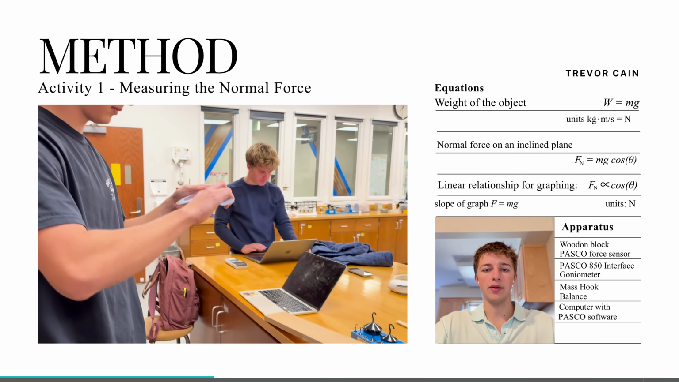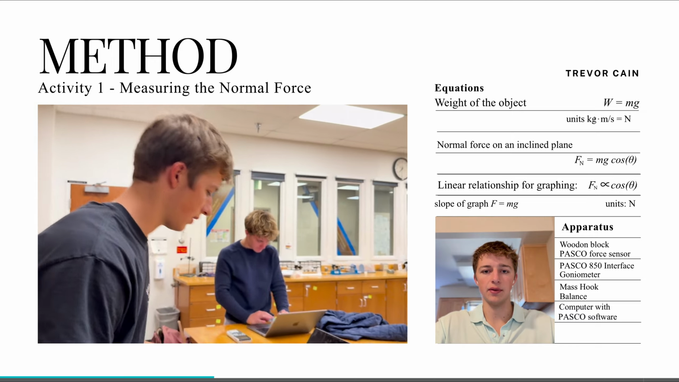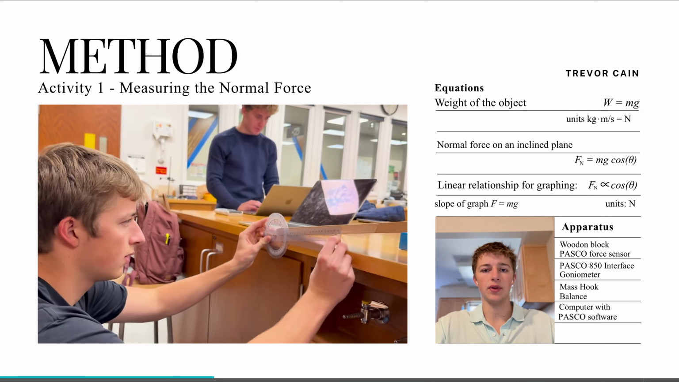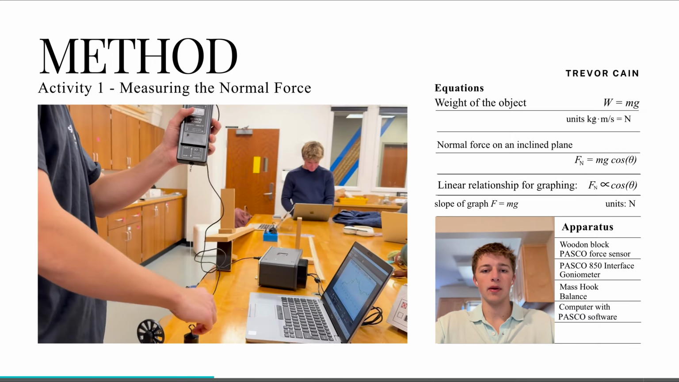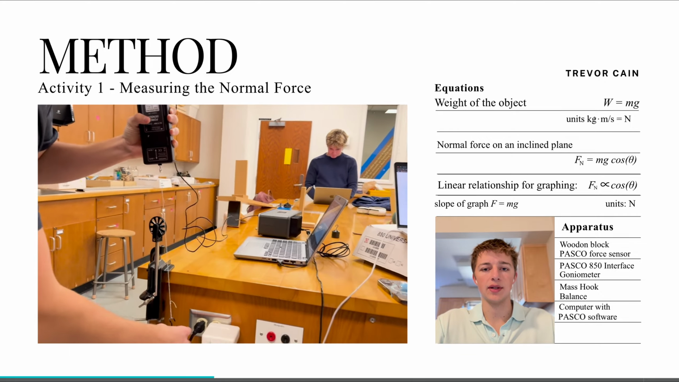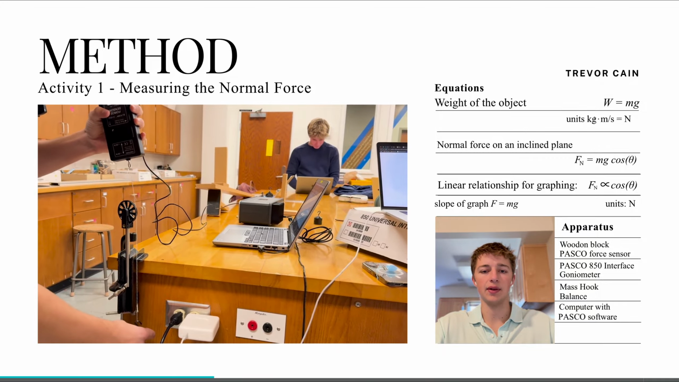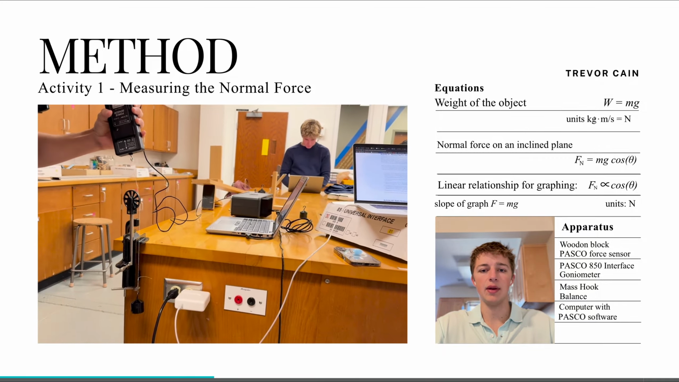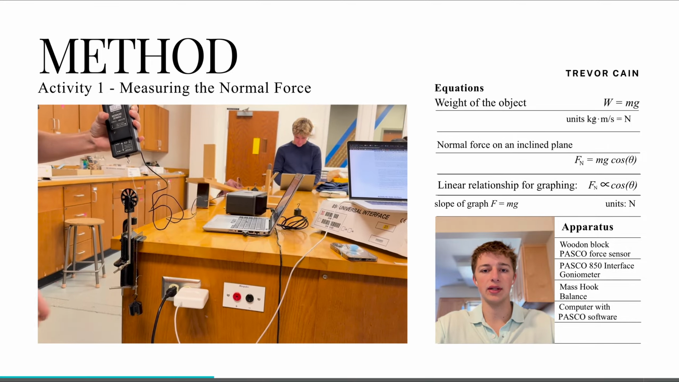In activity 1, we're recording the normal force over 5 different angles. We can measure these different angles with the goniometer. First, we want to take our force sensor and calibrate it using the pulleys and the clamps at roughly the same angle that we're going to be using throughout this activity.